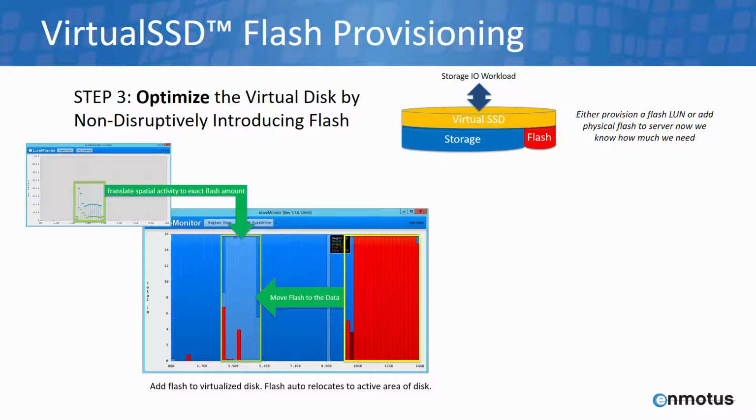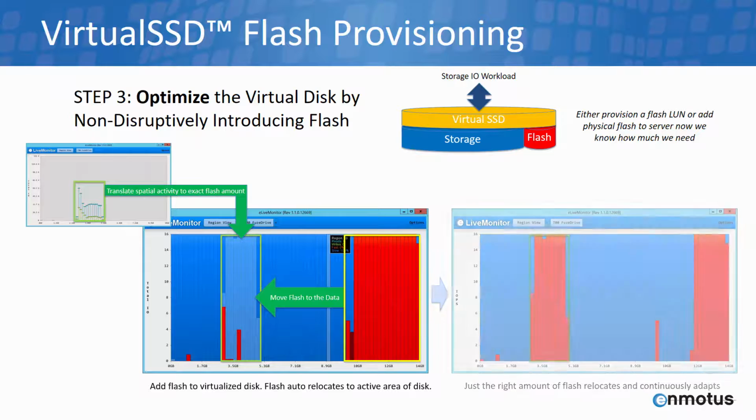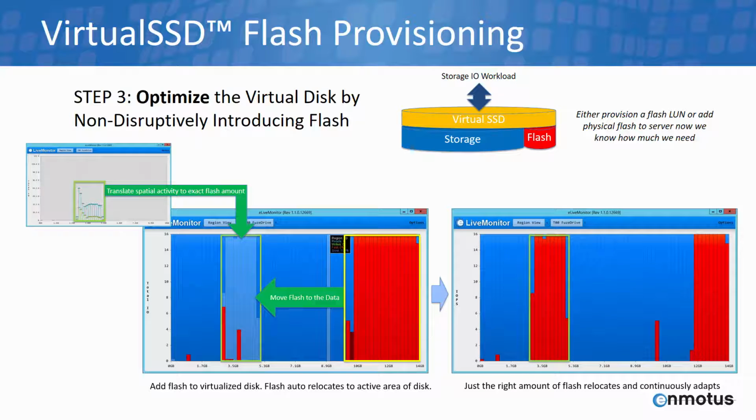of flash to where the data was active. Finally, the region that needs the flash has now been fully mapped to flash storage, and the storage will now operate at full flash speed in the region of the disk.